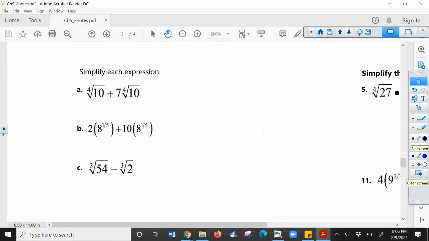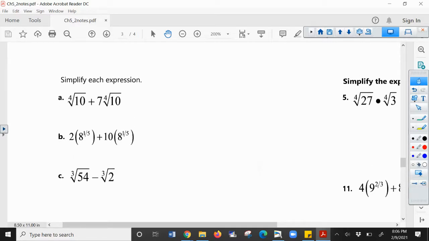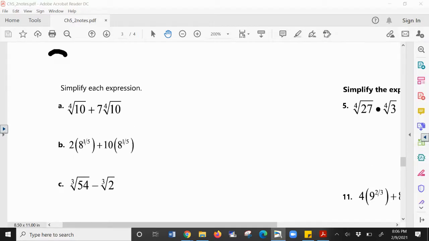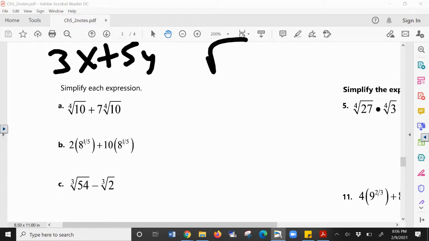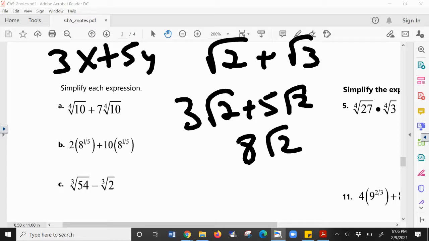Now, to simplify addition problems, we need to have exactly the same type of root. So for instance, just like I can't add 3x plus 5y together, they're not at all the same, I can't add the square root of 2 plus the square root of 3. It doesn't make any sense because we're counting how many square roots of 2 we have. So for instance, if I add 3 square root of 2 plus 5 square root of 2, you'd be able to say, oh, there's 3 of those things and 5 of those things, which make 8 of those things. And that makes sense. But not if they're different underneath the radical.